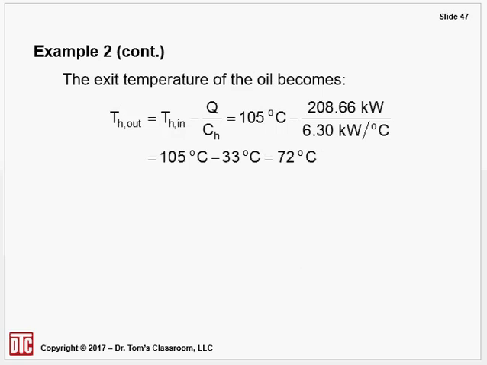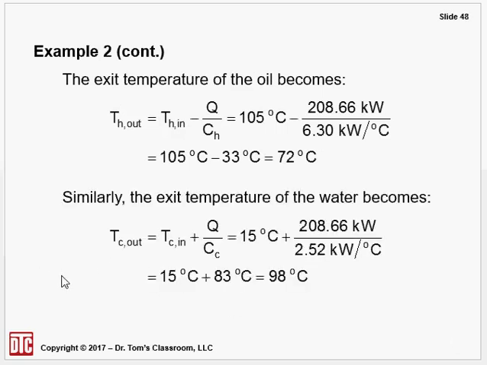Okay, so we got that. And then similarly for the water, in this case you've got T sub C in plus Q over C sub C. Notice it's T sub H in minus Q over C sub H. So the H is up there, the C's down here. And when you do the second term, you end up with plus 83 degrees. So this almost gets it to boiling. Okay, 15 plus 83 degrees gives you 98 degrees C.